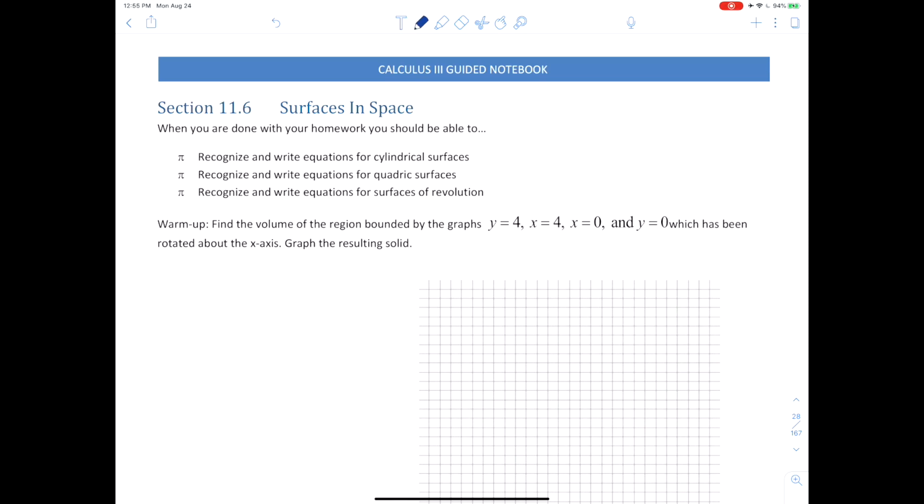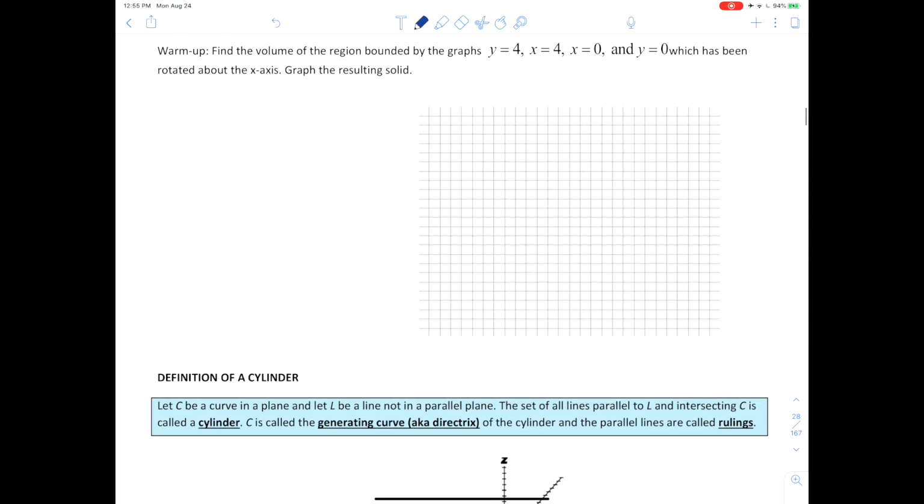So the evil plan today is that we'll be able to recognize and write equations for cylindrical surfaces, quadric surfaces, and surfaces of revolution. So let's warm it up by doing something that you either had in Calc 1 or Calc 2, depending on where you took your calculus classes.